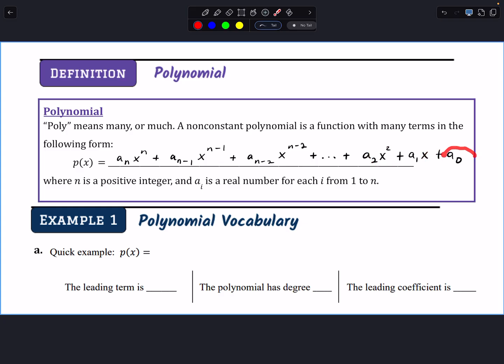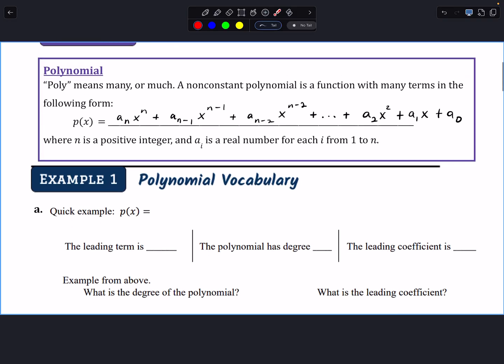and then what we call the constant term, the term that's on the very end. All these a's are just the coefficients, so these are just numbers. Okay, that's all that means. It's just different numbers. So n is a positive integer, and anything that's an a is a real number that's in front of the x's. Okay, it's just a really technical way to write this.